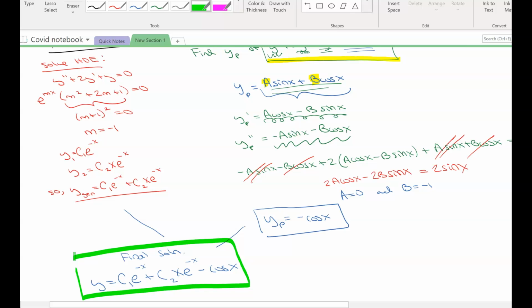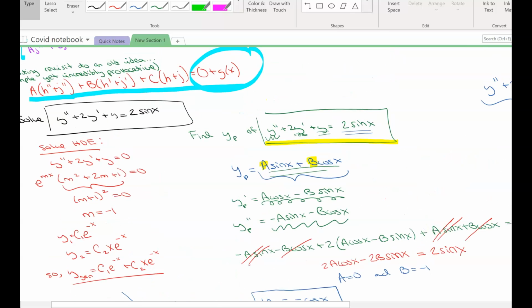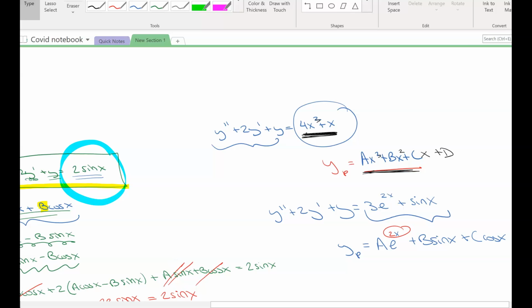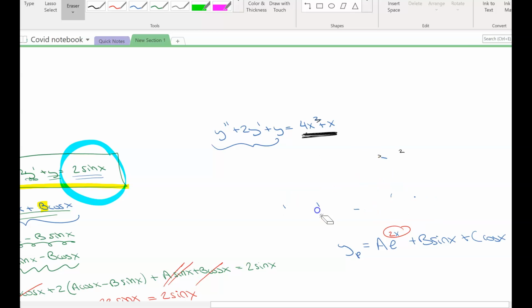Okay? At this point, Nicole asked, what happens if this g of x here is more complicated? And the first one she asked about was, let me erase this, hold on. Let me erase it. Okay, there we go.